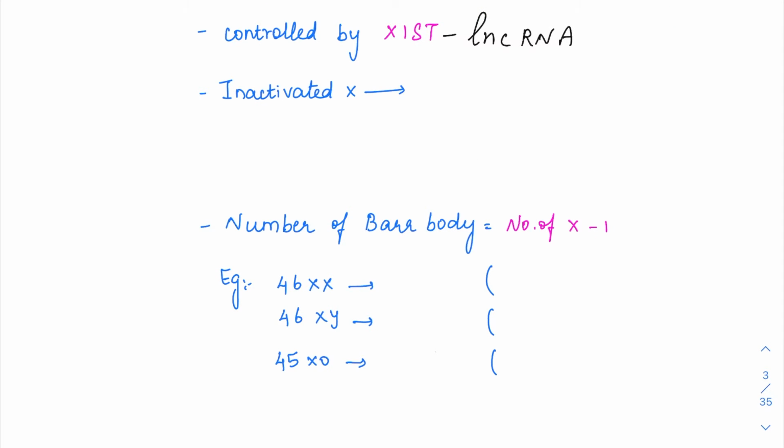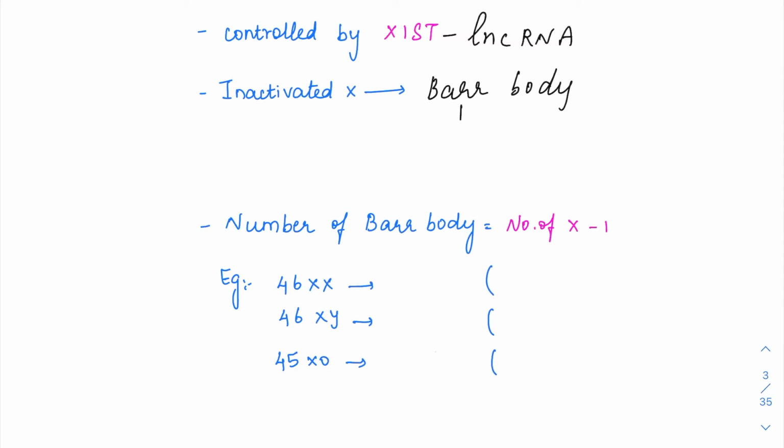So the number of Barr bodies is usually the number of X minus 1. The formula for calculating the number of Barr bodies is X minus 1. So Barr bodies are nothing but this inactivated X only. Whatever X was inactivated is going to form a Barr body. So what is this Barr body?